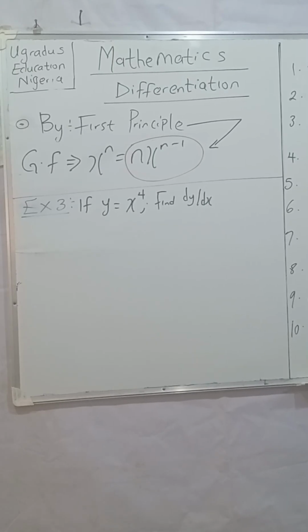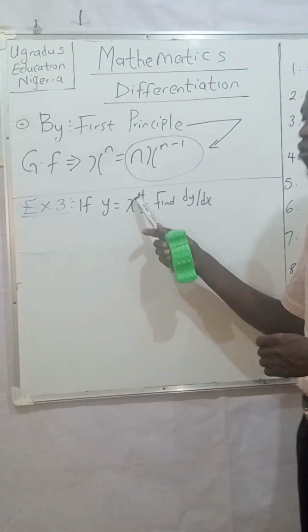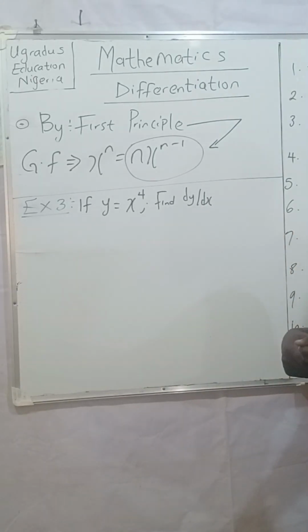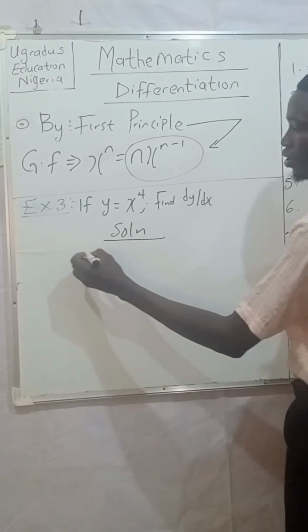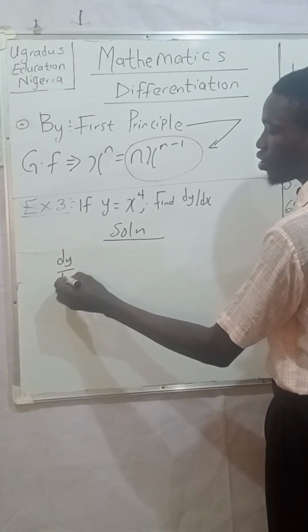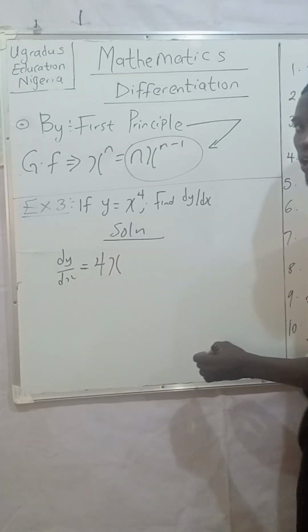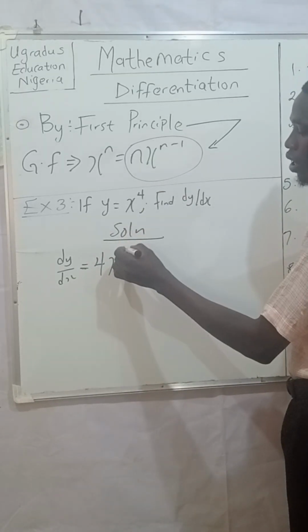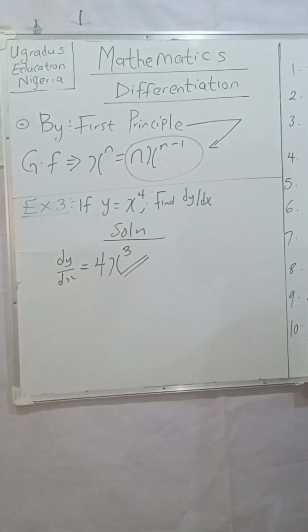Now, let's take example 3. If y equals x raised to the power of 4, find dy dx. Very, very simple. For the solution, it's dy dx of x raised to the power of 4. Just bring down the 4 to be a coefficient, so that it will be 4x. Remember, you have to decrease the power 4 by 1. So 4 minus 1 is what? 3. That is your final answer. Very simple.